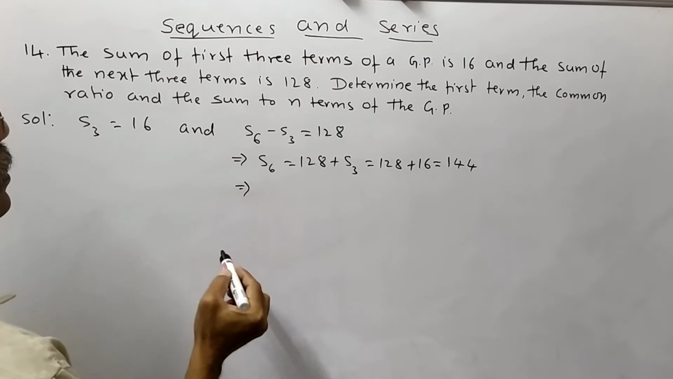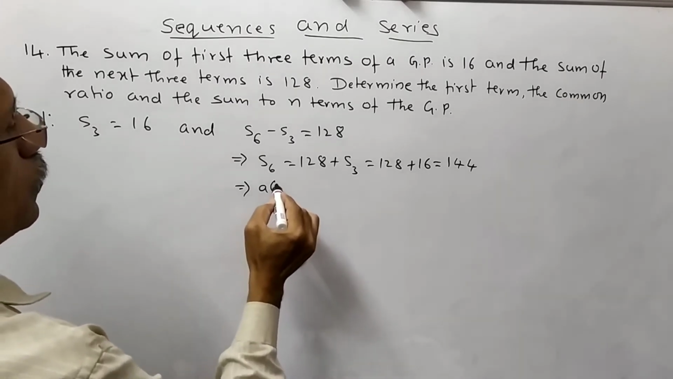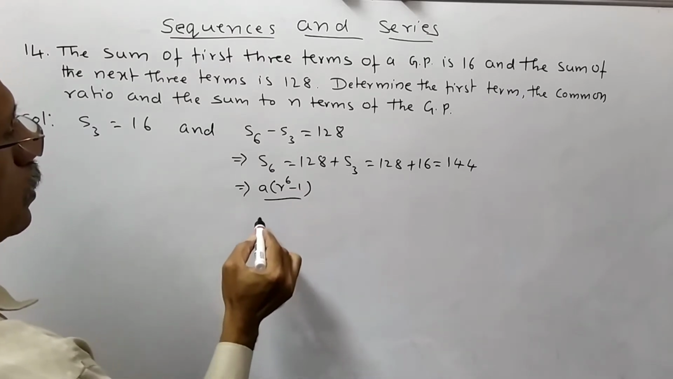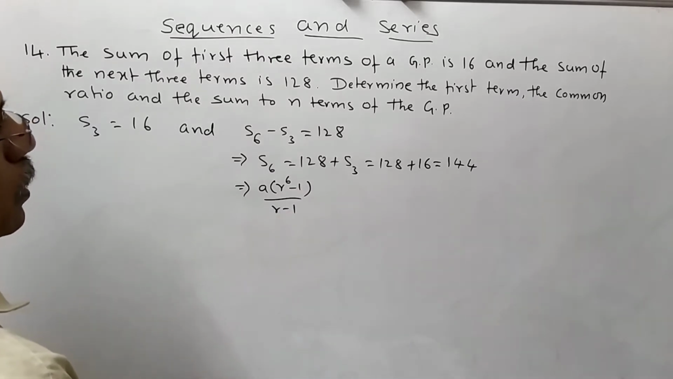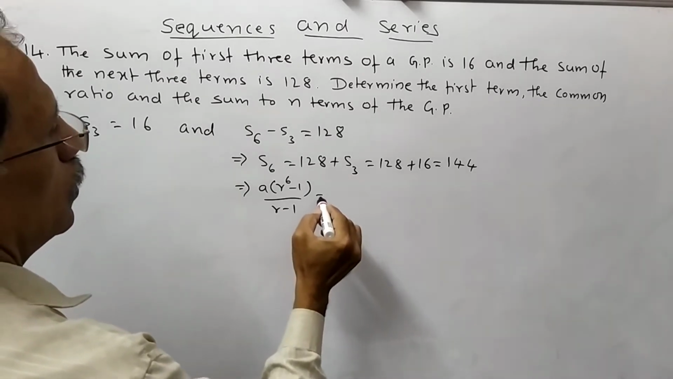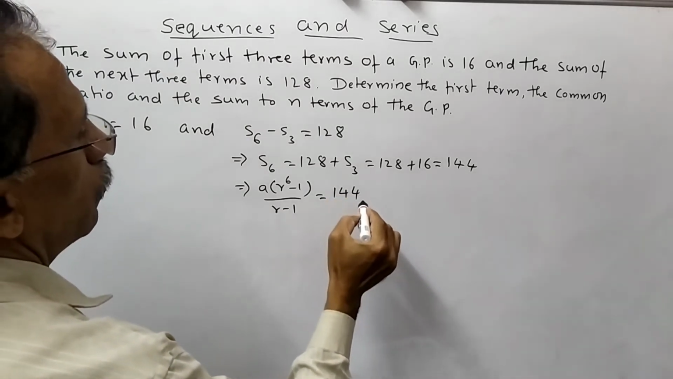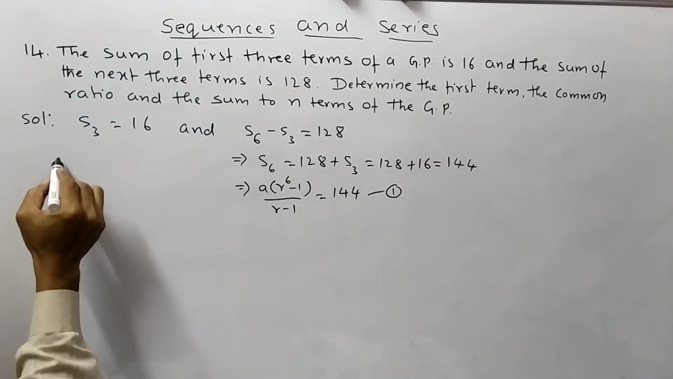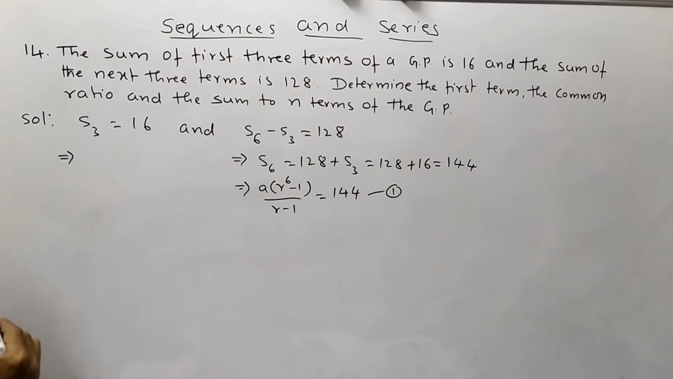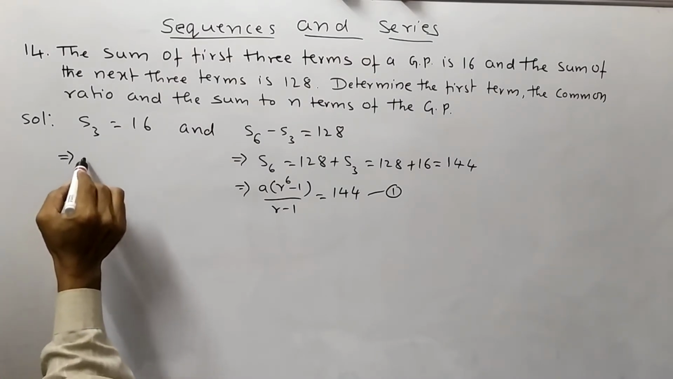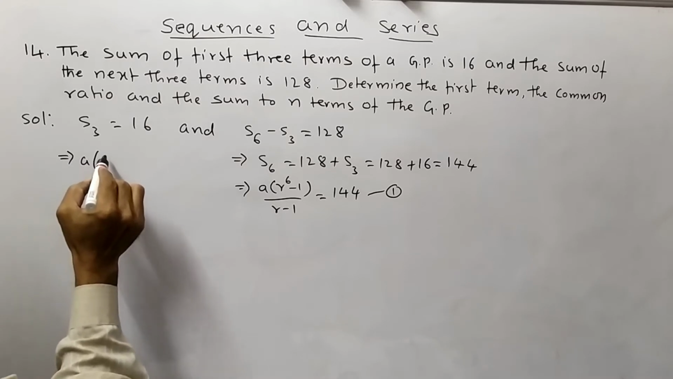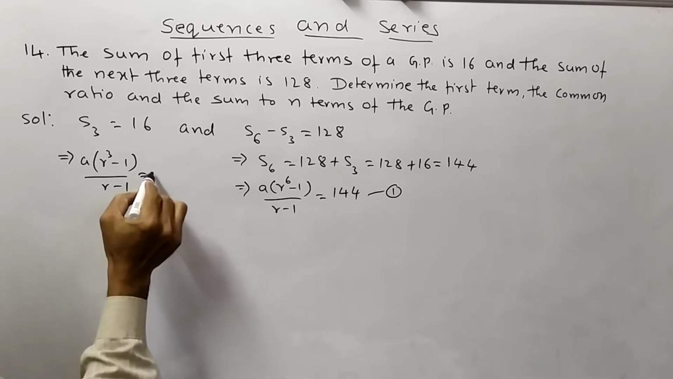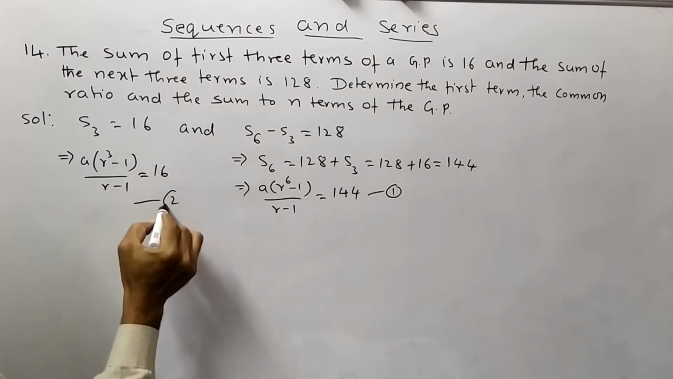This implies A into R raised to the power 6 minus 1 divided by R minus 1 is equal to 144. Say number 1. S3 is equal to 16 implies A into R cube minus 1 divided by R minus 1 is equal to 16. Say number 2.